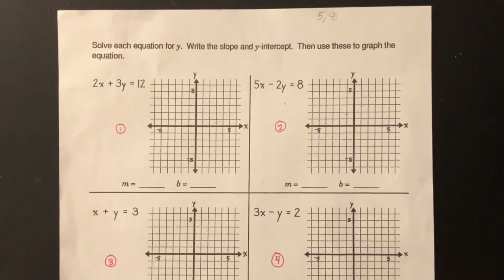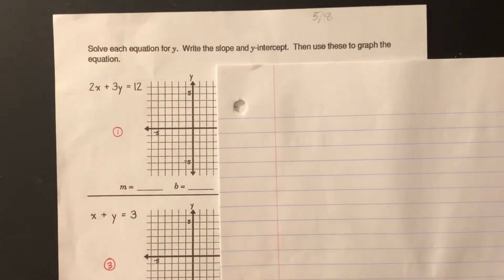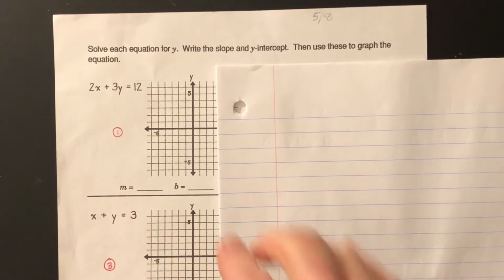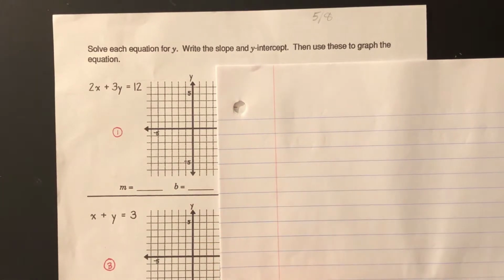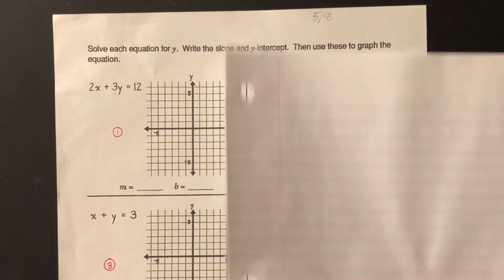What I'd like for you to do is get a piece of notebook paper, just like this. I want you to write the work that you do on this notebook paper. There's not room on this page to adequately write the equations and write out all the steps so that they're in slope-intercept form. So you need a piece of notebook paper.